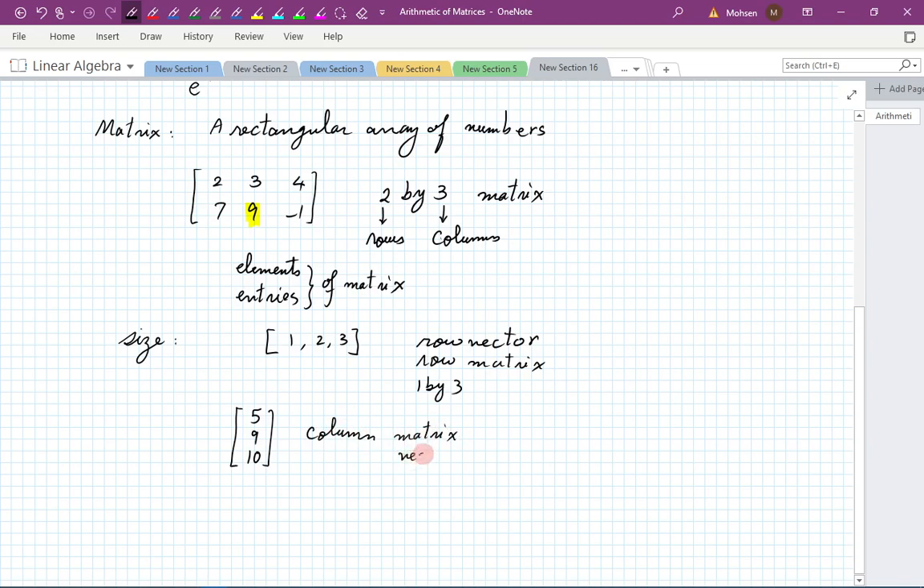Or a column vector. This is of course going to be a 3 by 1 matrix because we have 3 rows. So notice that I have 3 rows in this, and then I have just 1 column. So 1 column, but I have 3 rows.